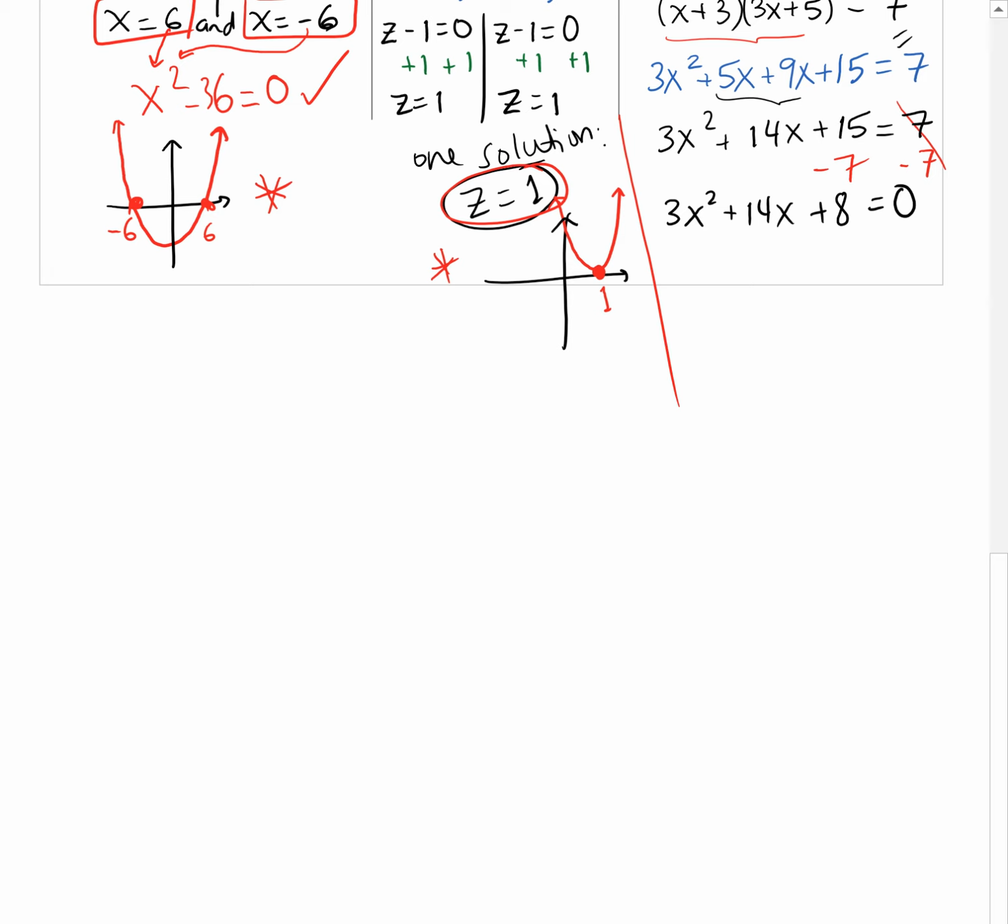Alright, now we have to factor this guy. So you notice what we have here, 3x squared plus 14x plus 8. That's a trinomial, but there's a coefficient of x squared that's not 1.